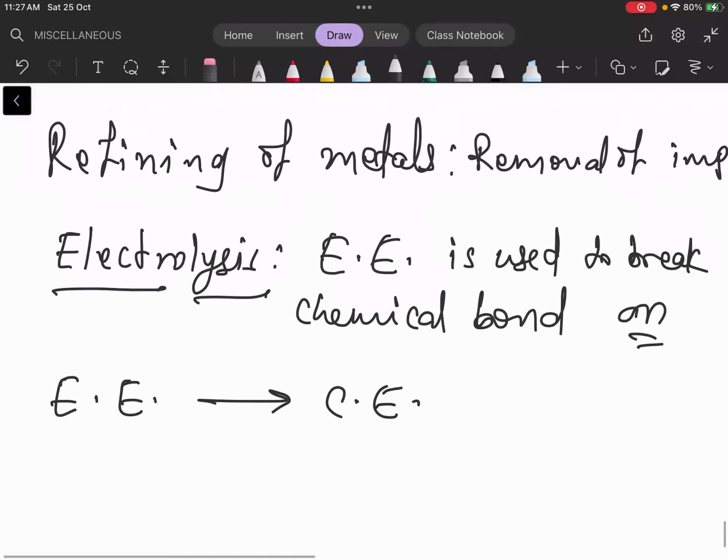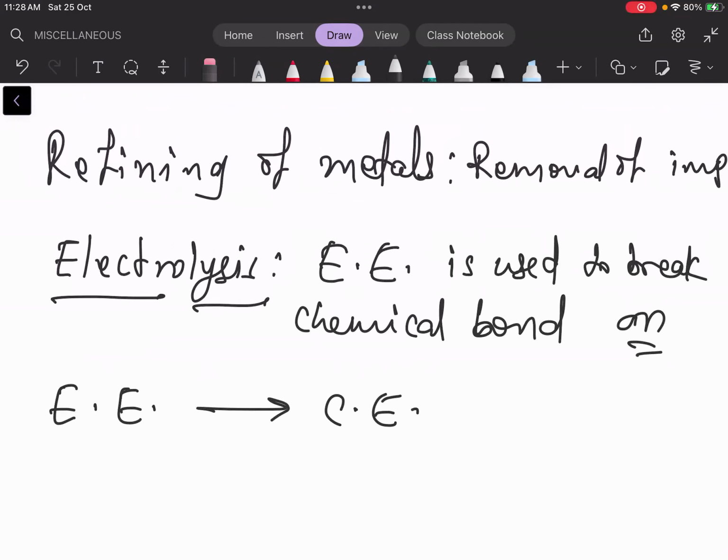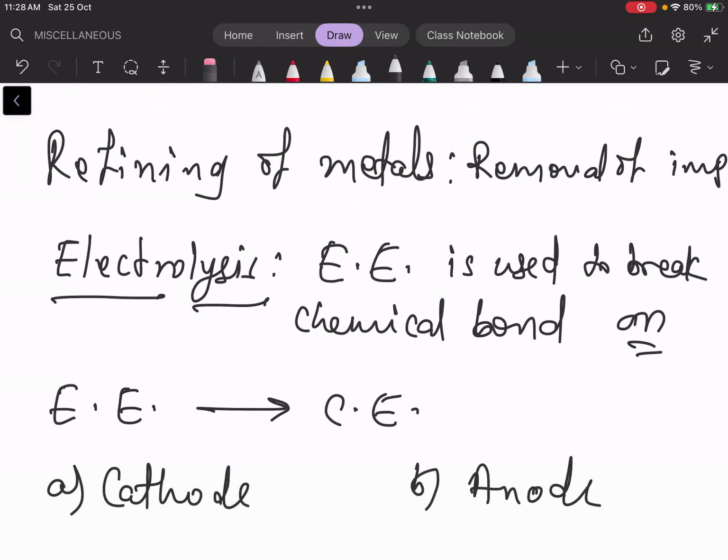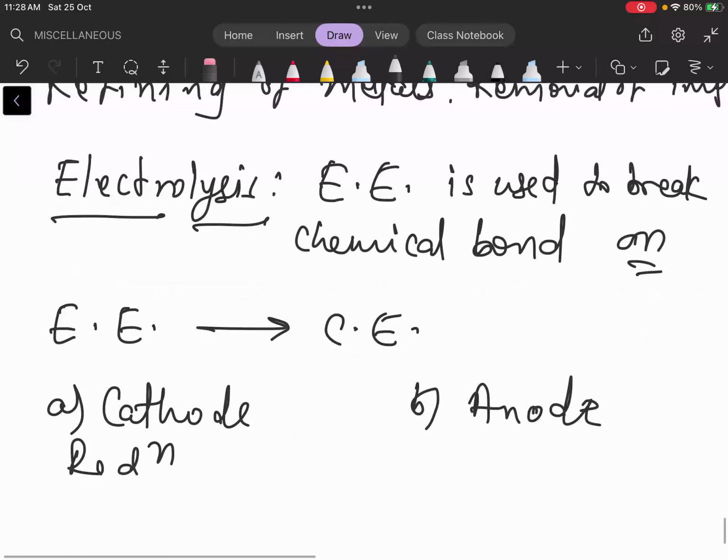Electrolysis is carried out using two electrodes. One is called cathode and the second is called anode. Cathode is an electrode where reduction takes place. Anode is an electrode where oxidation takes place.